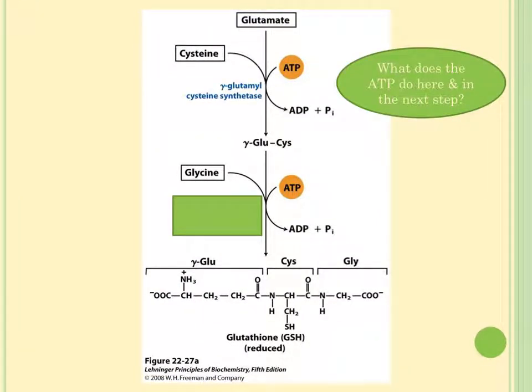And what's the whole purpose of ATP once again? Both these steps here, it's just a review. Why do we use ATP? It activates the intermediate that's formed. It's a great leaving group in the form of ADP and phosphate. So that's what it does. Okay.